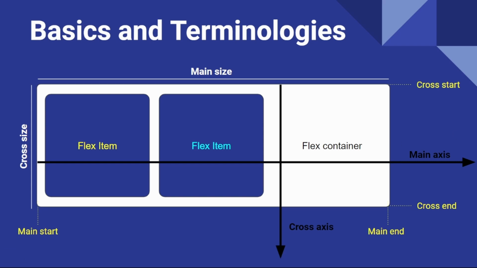What do we mean by main start as well, and then main end? Flex items are placed within a container starting from the main start and going to the main end. For example, this flex item is from the main start and it's going towards this direction. That is the main end here.